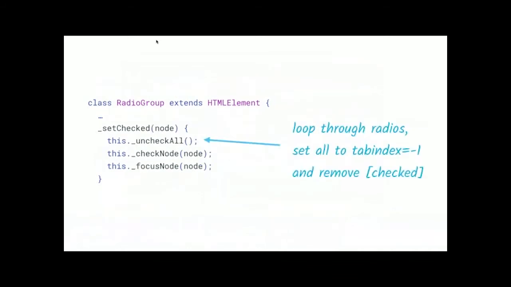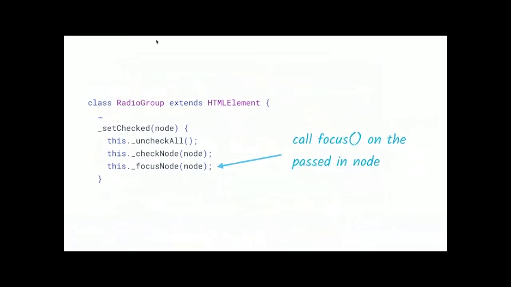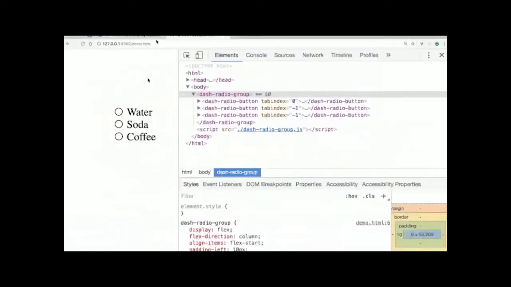All this ends up eventually in this set check method where I've got a node, I'm ready to check it. And so what I do is I loop through all the previous radio buttons, I set all their tab index to -1, and I remove their checked attributes. I take that passed in node, I give it a checked attribute, and I set it to tab index 0. And finally, I just call focus on that passed in node. So I'm just doing the roving tab index approach there, but I'm not maintaining any state to do that. And so what you end up with is something that looks like this. So there's a little video, I'll try and run it.